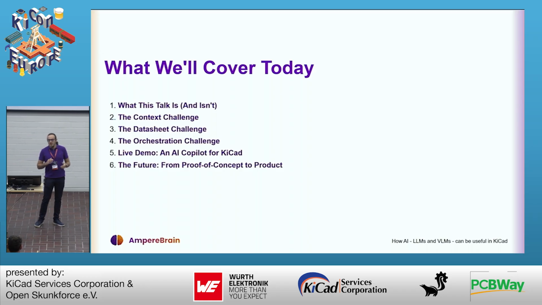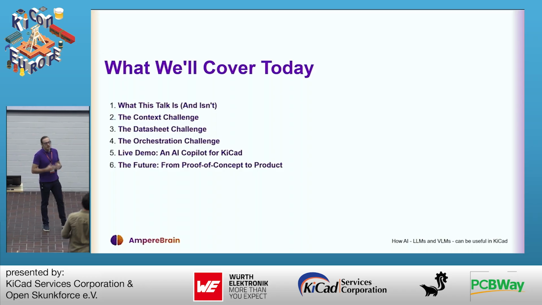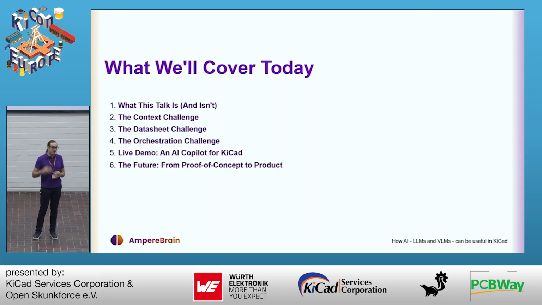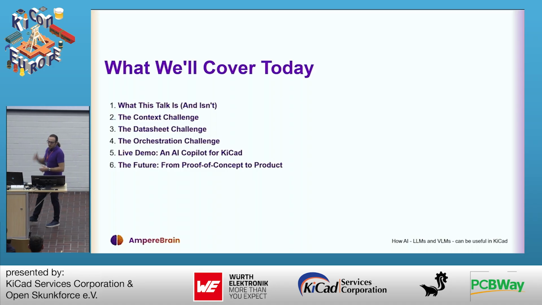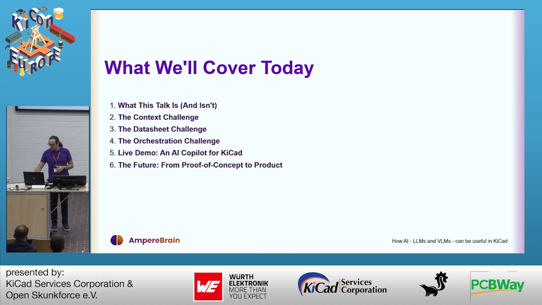Then there is the orchestration challenge. Even when you ask a person to do something, it can be challenging if one person does everything. You are specialists. So orchestration is how do you actually coordinate several agents, that's what they are called, in order to do a specific task. And then I'll make a quick demo and we'll talk about what is actually possible in the future.